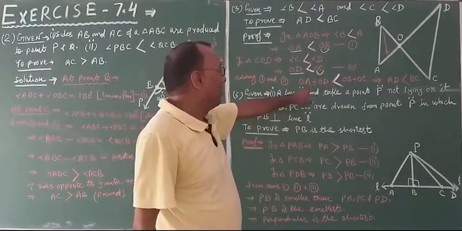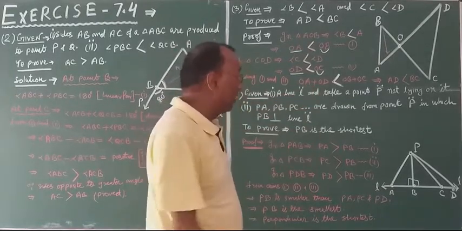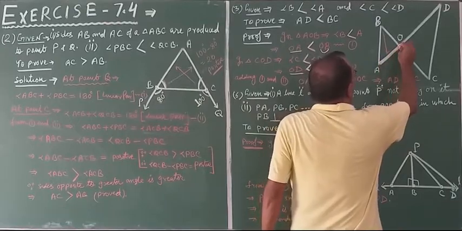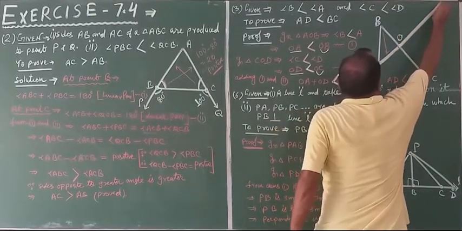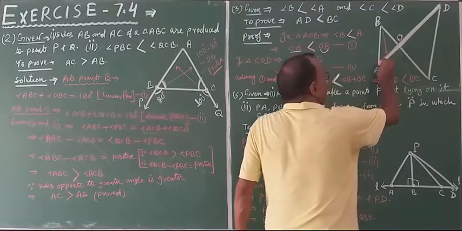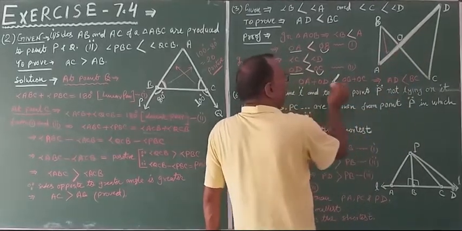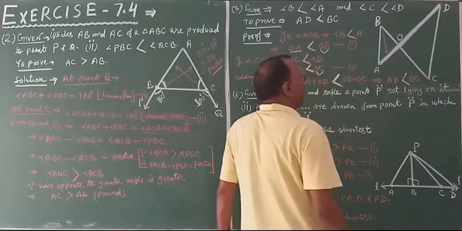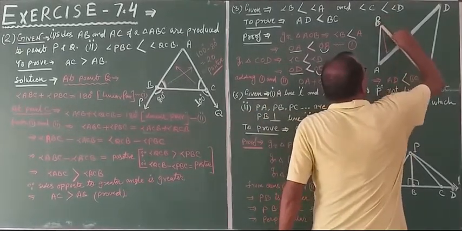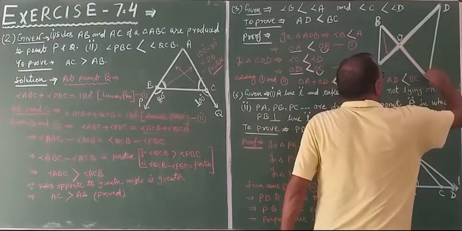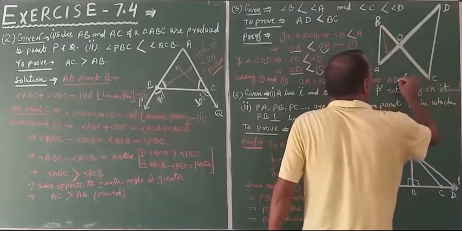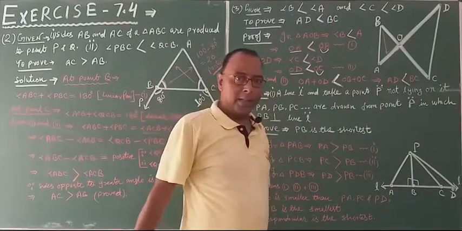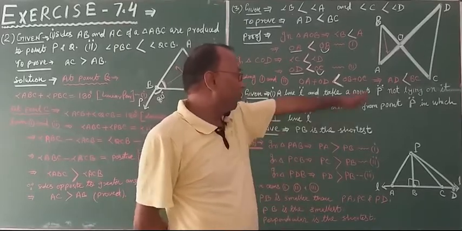Now just look at what is the sum of OA plus OD. Where is OA? This one. OA plus OD. This whole length is AD. Its sum is AD, and OB plus OC. What is this length? BC. Therefore, AD is less than BC, and this we had to prove. Is it okay?